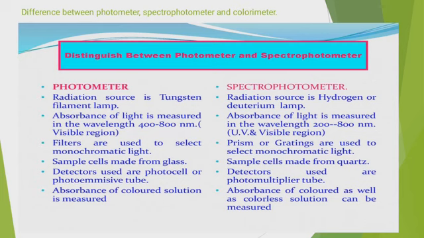So in the case of the photometer, absorbance of the colored solution is measured. The absorbance of colored as well as colorless solution can be measured in the spectrophotometer. What is the difference between them? In the photometer we measure the absorbance of only colored solution, but the spectrophotometer overcomes this limitation of the photometer, that it is not useful for colorless solutions. We use the spectrophotometer for measurement of absorbance of the colorless as well as colored solution. This is about the small difference between photometer and spectrophotometer.